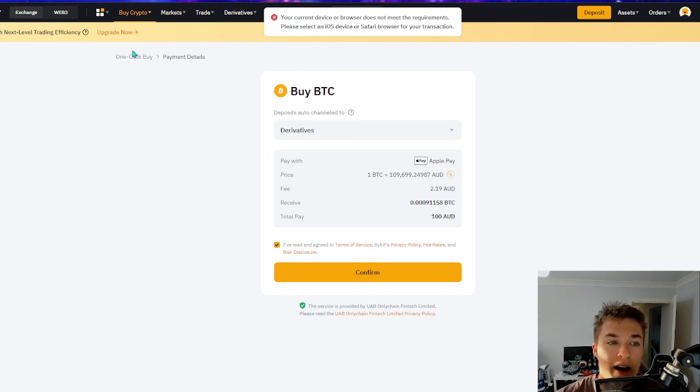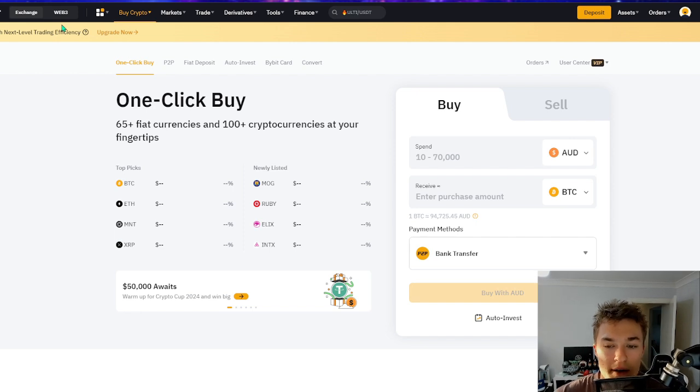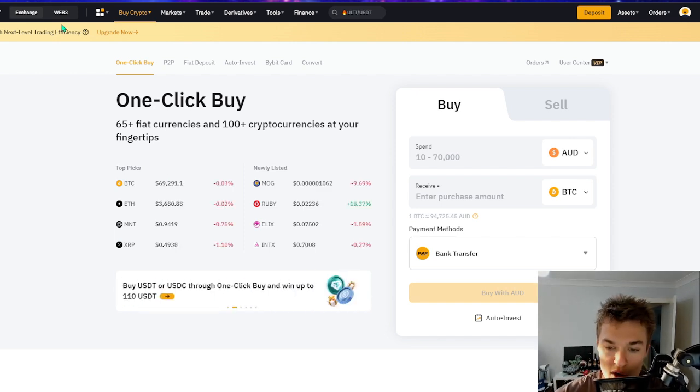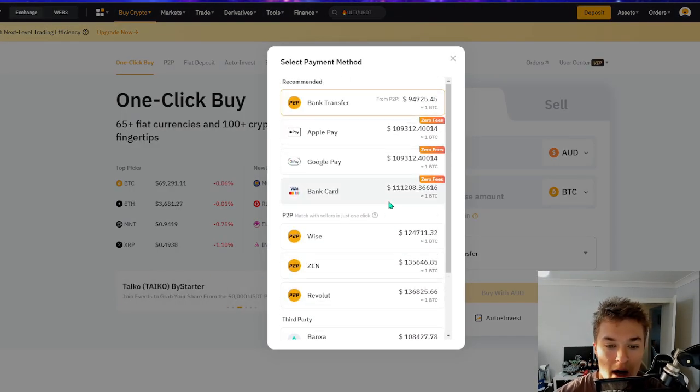If you're doing this on your phone, on the ByBit app, you can use Apple Pay, you can use Google Pay, whatever it might be, but obviously on the computer, I don't have access to Apple Pay. But you can see the process is really quite simple. Or you could do a bank card, just put your debit card in, that would also work. But you can see that it's going to cost you just that little bit extra.